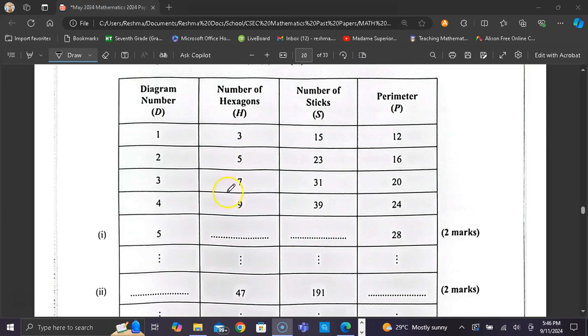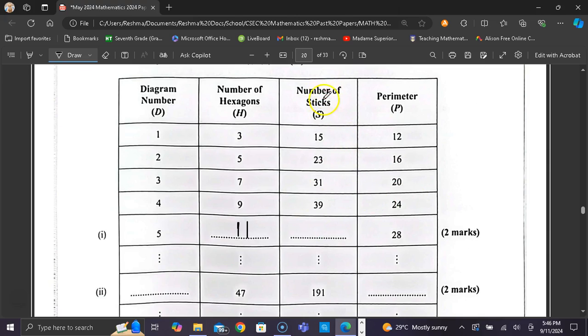So let's study the sequence for the number of hexagons. 3, 5, 7, 9. So clearly this is a sequence of odd numbers. So therefore for diagram 5, the next number of hexagons would be 11.